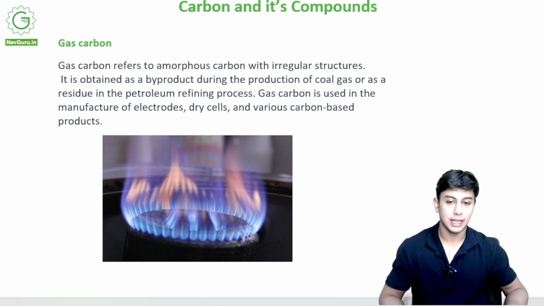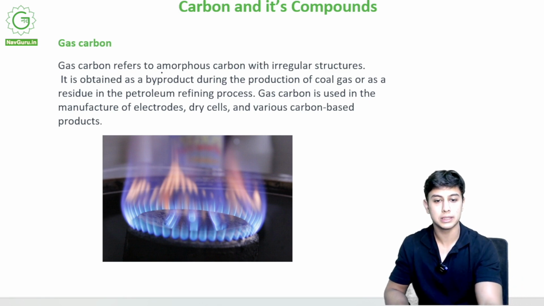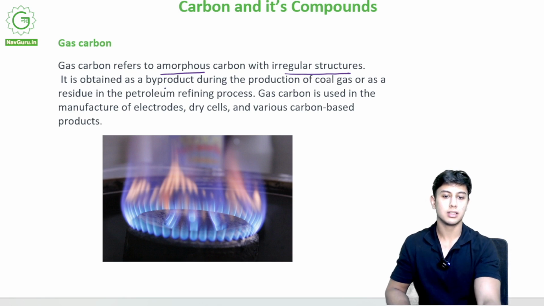Gas carbon. What is gas carbon? Gas carbon refers to amorphous carbon with irregular structure. Amorphous, having multiple structures. Carbon with irregular structures. It is obtained as a byproduct. Amorphous means it does not have a proper structure. Okay, so gas does not have a proper structure.